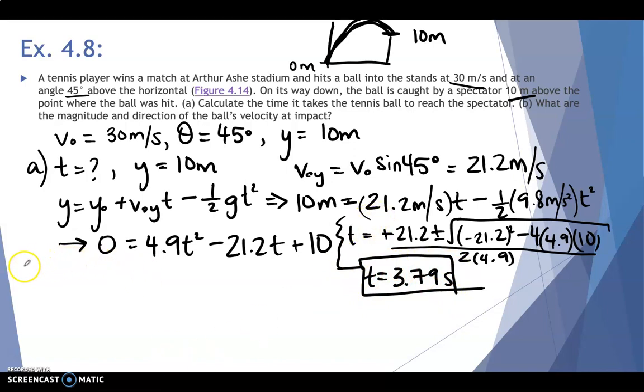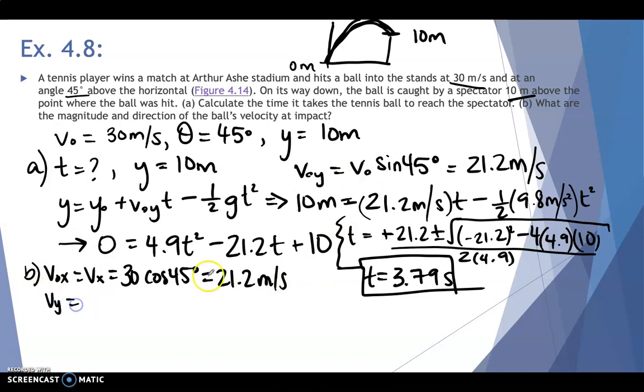Now for part B, it states: what are the magnitude and direction of the ball's velocity at impact? So remember that our v naught x remains constant throughout. So that will be 30 times cosine of 45 degrees. So that gives us 21.2 meters per second. Our v sub y changes, however.